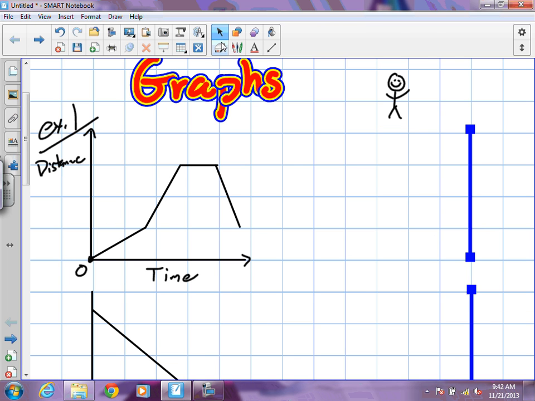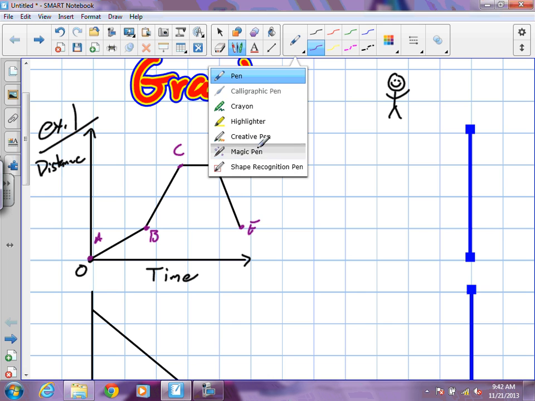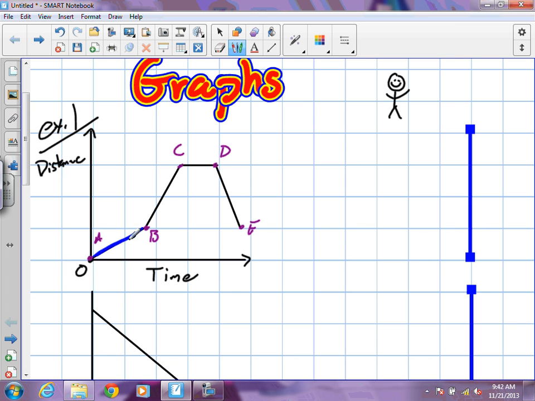So, I'm gonna break this graph into 4 sections. Okay? I'm gonna call this section A, this section B, C, D, and E. So it's still 4 sections. Okay? I've broken it this way because between those points, it's pretty constant whatever has happened. It's not changing between these points. So I have 4 different movements here.